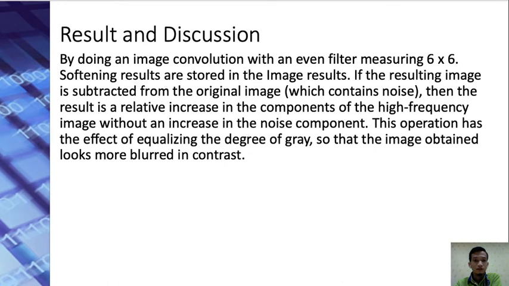By doing image convolution with an even filter measuring 6x6, the softening results are stored in the result image. If the resulting image is subtracted from the original image, the result is a relative increase in the high frequency component of the image without an increase in the noise component. The operation has the effect of equalizing the degree of gray, so that the image obtained looks more blurry and low in contrast.